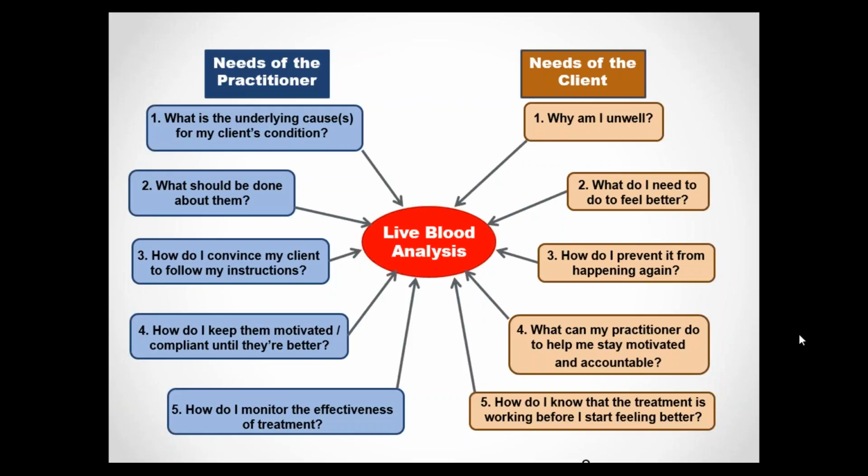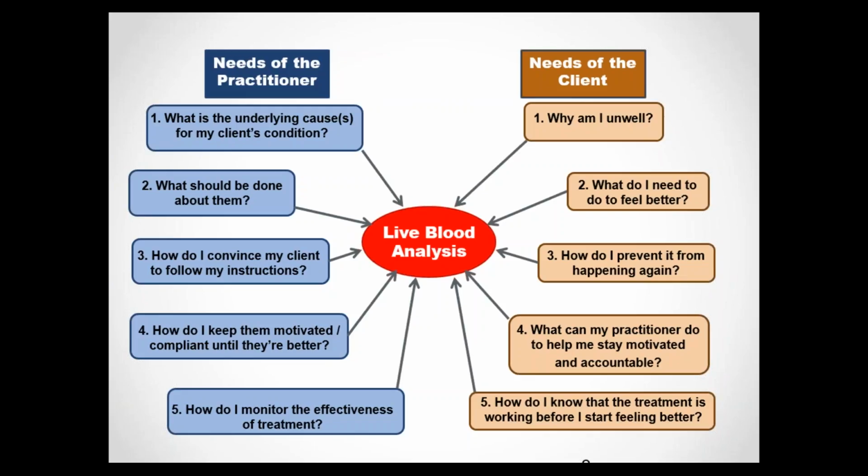Now, with live blood analysis, you're able to monitor the results of any given treatment. So this is also a really valuable benefit for practitioners. With live blood analysis, we can monitor and track the person's progress during treatment, and this is often very difficult to do in a natural health setting.